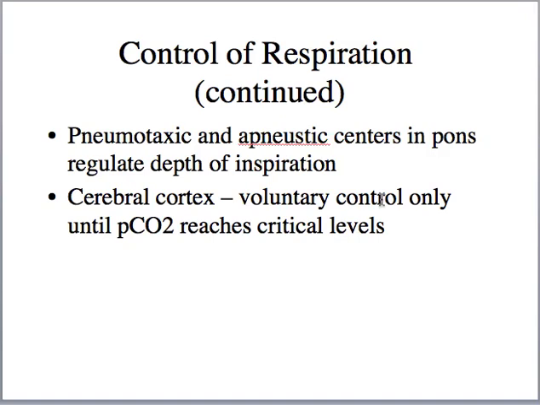And everyone who's ever done any underwater swimming, you know that you hold your breath, and then you go down under the water and you stay under as long as you can. But you can control your breathing by not breathing in only for so long. Once your PCO2, your partial pressure of CO2, reaches critical levels in your blood, you will override your voluntary control by your cerebral cortex, and you'll have to just give in and let your medulla take over.